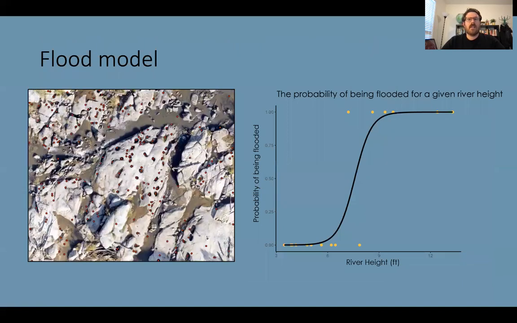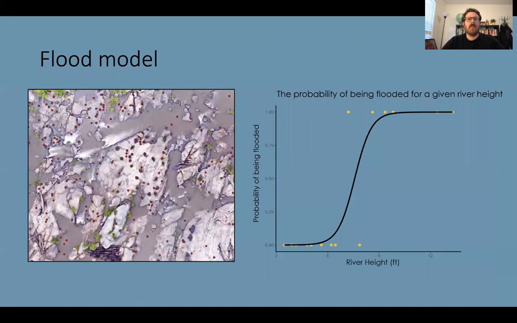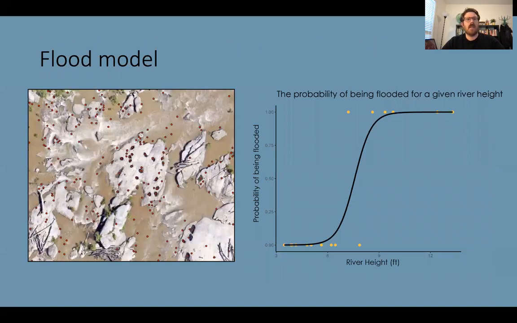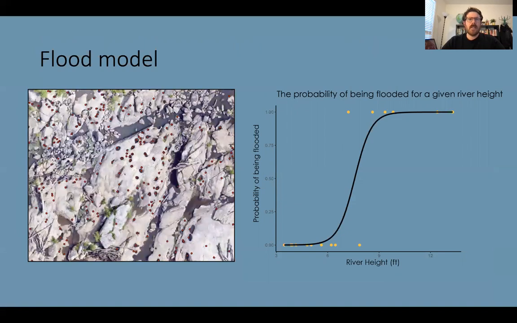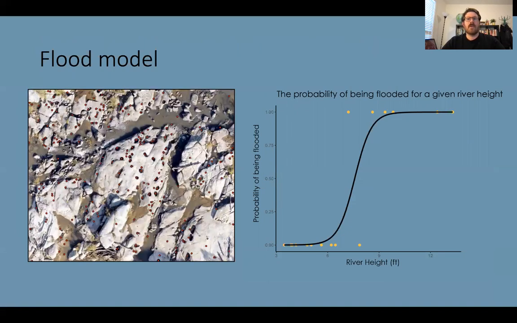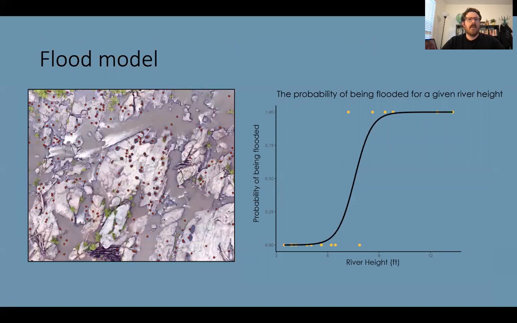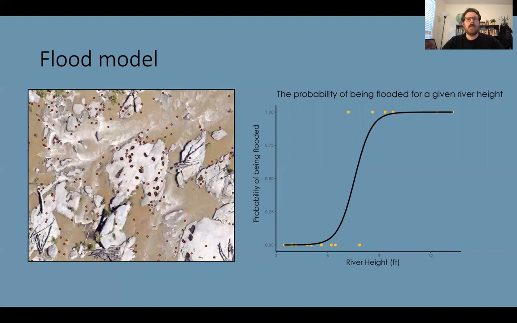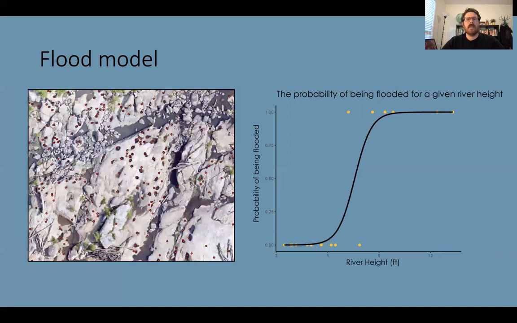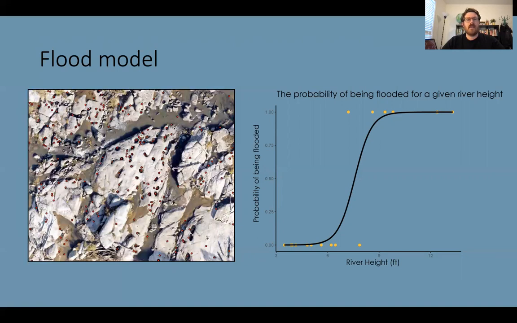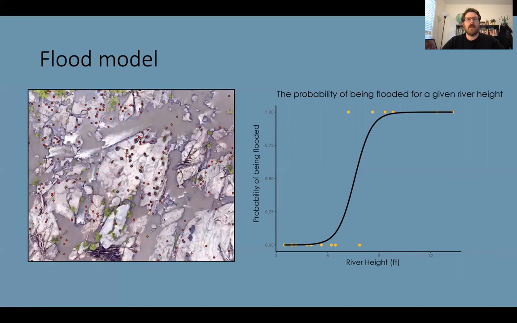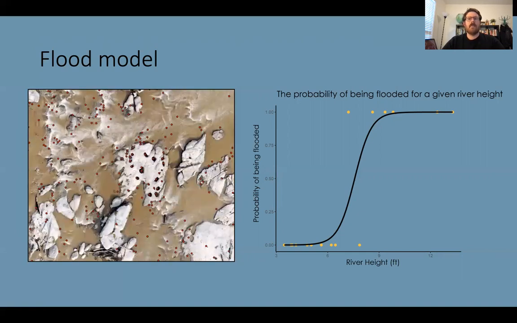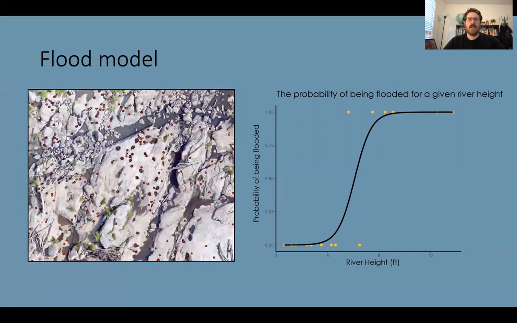We quantified the hydrologic connectivity of the system by modeling the height at which each pool floods corresponding to the river height at the upstream USGS gauge. We did this by capturing aerial images using a drone across a range of river heights. For each image we collected, we overlaid a shapefile of rock pool points and scored them as flooded or not flooded for a given river height. Then for each of the 750 pools in our system, we modeled the probability of the pool being flooded using logistic regression. The inflection point of the model is the pool's estimated flood height.